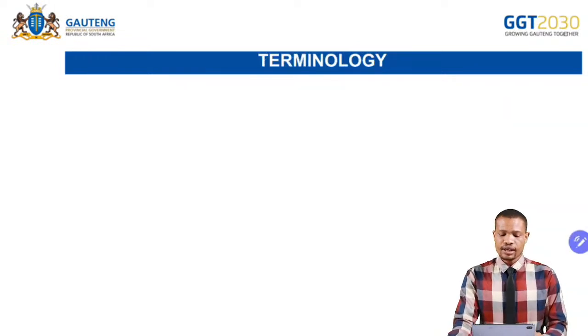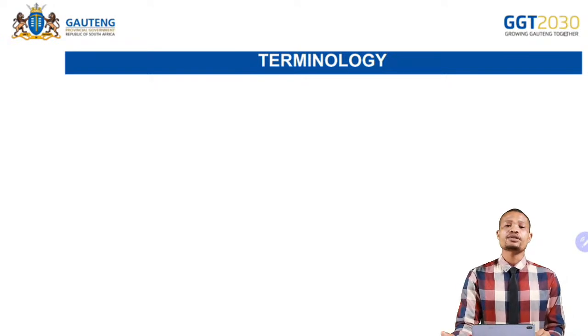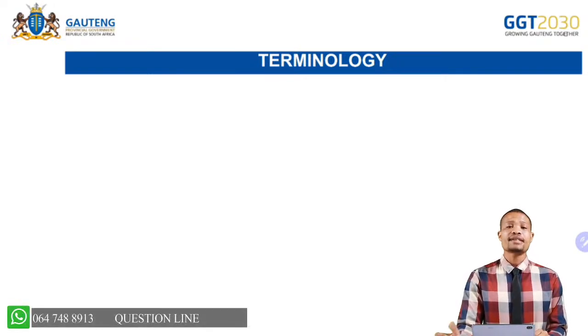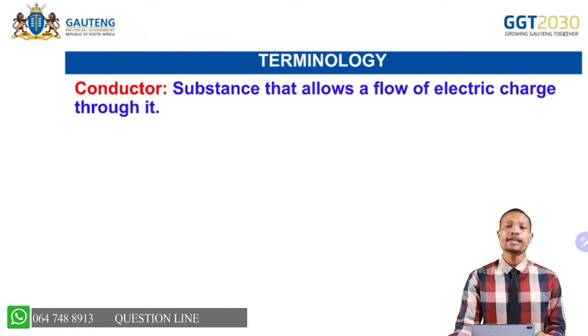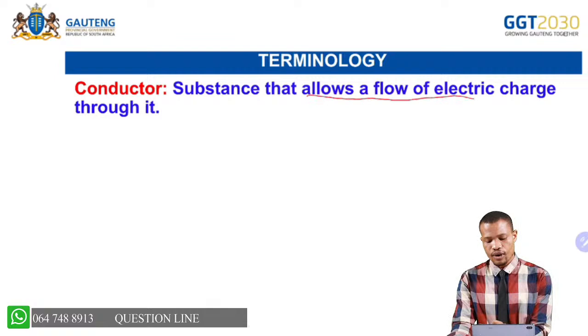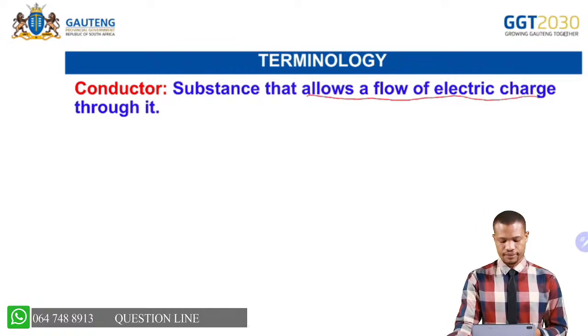Okay. Now let's define a couple of terms that we are going to encounter in the lesson so that by the time we reach a term we don't understand, we don't need to go to Google or consult a dictionary to get the meaning. If we define it now, we will understand it when we see it. So let's do that. The first term that we are going to define is a conductor. What is a conductor? A conductor is defined as a substance that allows the flow of electric charge through it. It's a substance that allows the flow of electric charge through it.